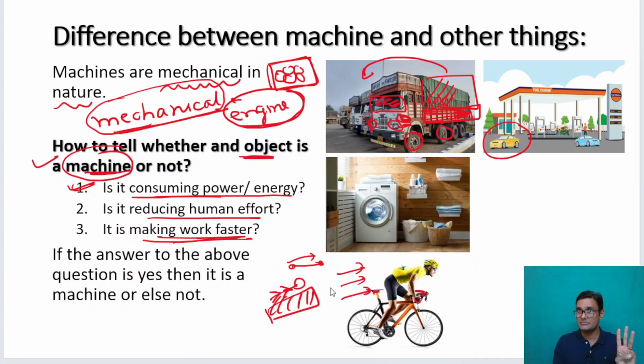Second thing, third thing: does it make my work faster? So if it is taking power, if it is making my work easier, if it is making my work faster, then it is a machine. Otherwise, it is not a machine, it is a man-made object. If the answer to the above questions is yes, then it is a machine, or else it is not.